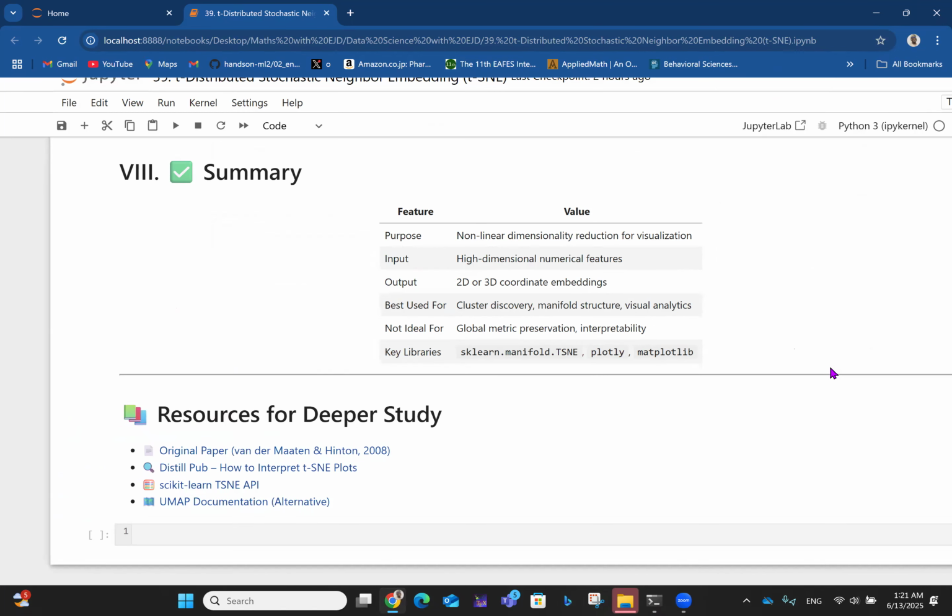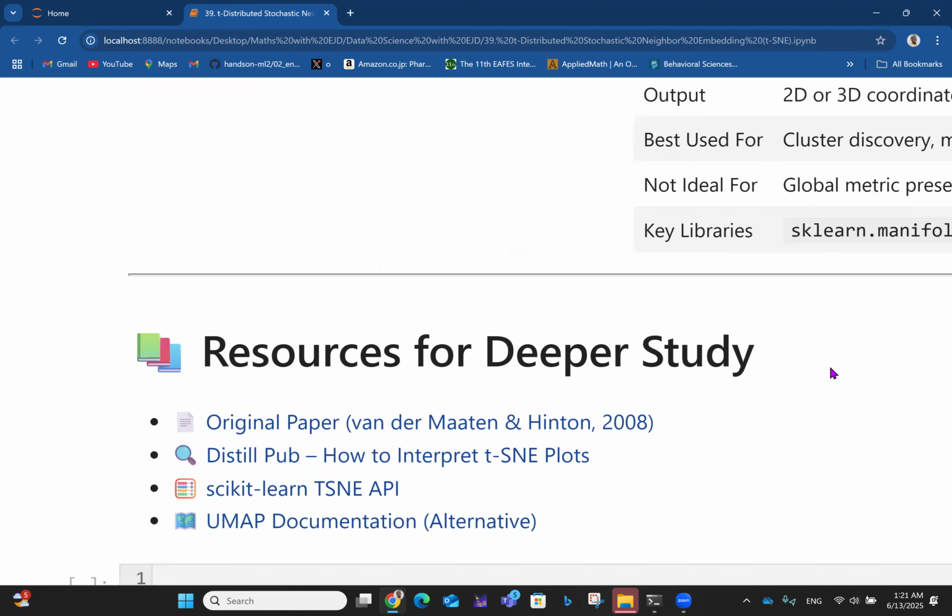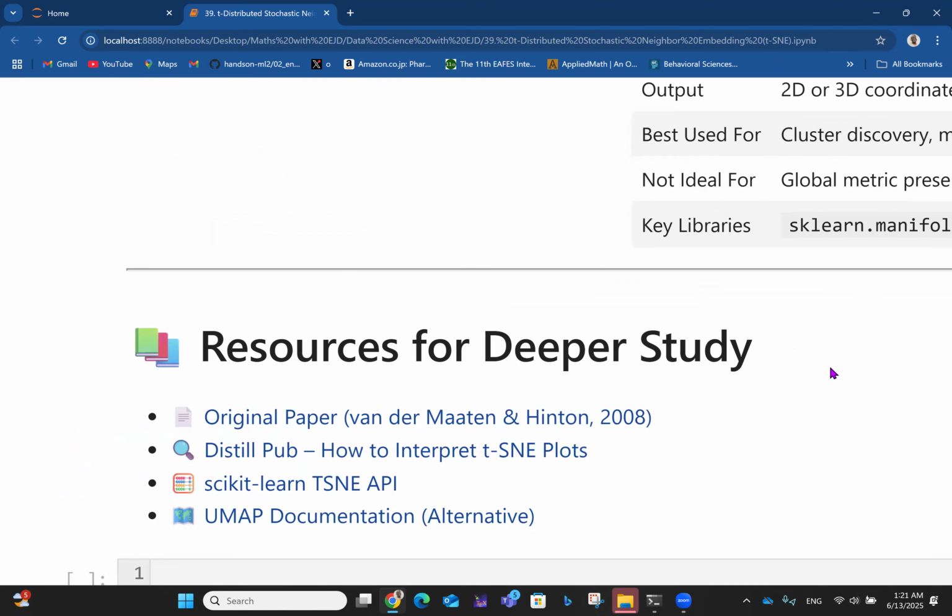If you want to read further on this, we have two people that came up with the whole idea of t-SNE. I think Hinton is one of the people recognized as the father of AI, right? And I think he won a Nobel Prize last year or something like that. The original paper is from van der Maaten and Hinton, 2008. Then you can go to Distill.pub, how to use t-SNE effectively. This interpretation thing is really important. Then the scikit-learn t-SNE API and UMAP documentation. We're still going to see UMAP later.